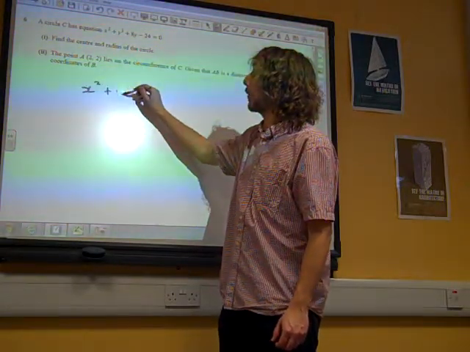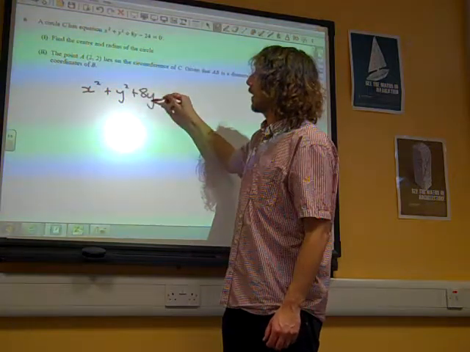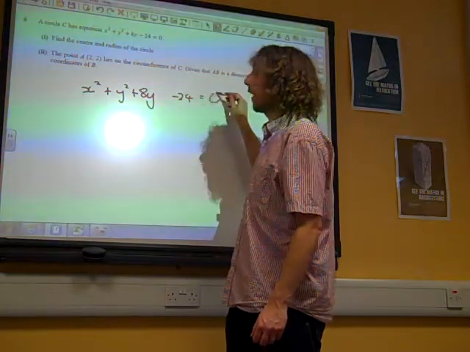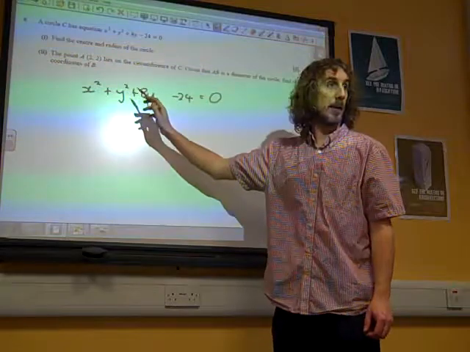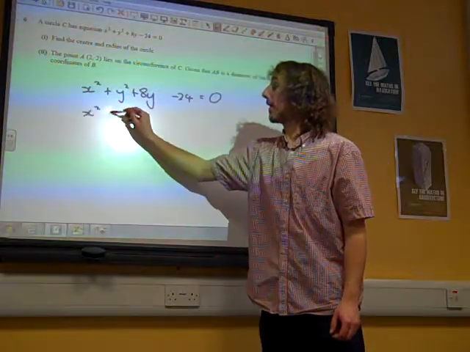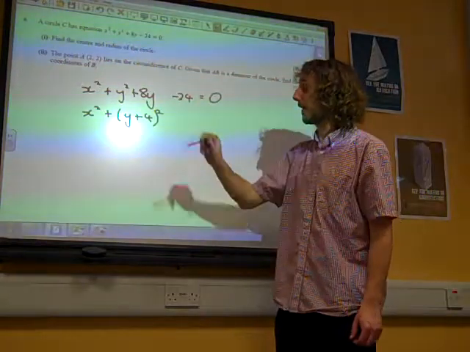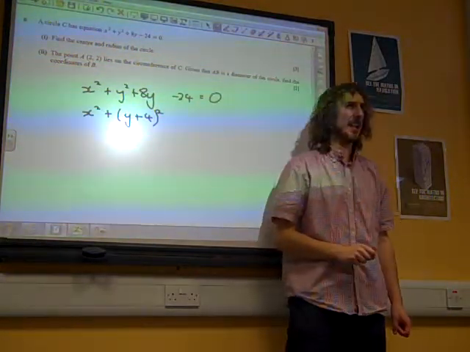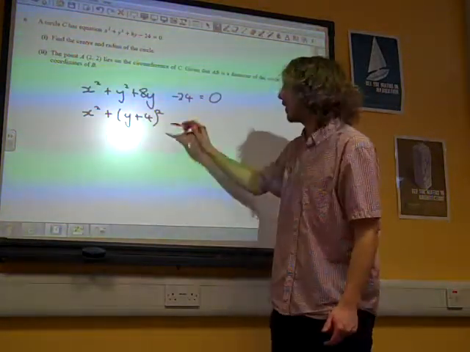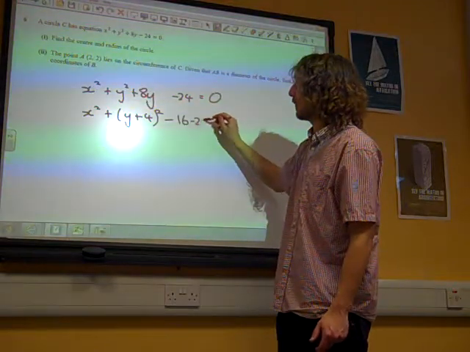Remember what we're going to work on. We're going to think, can we complete the square on our y squared plus 8y? We're going to add in half of that to make it y plus 4 all squared. We would have 16 too much if we did that. So we need to take away the 16 and the 24.